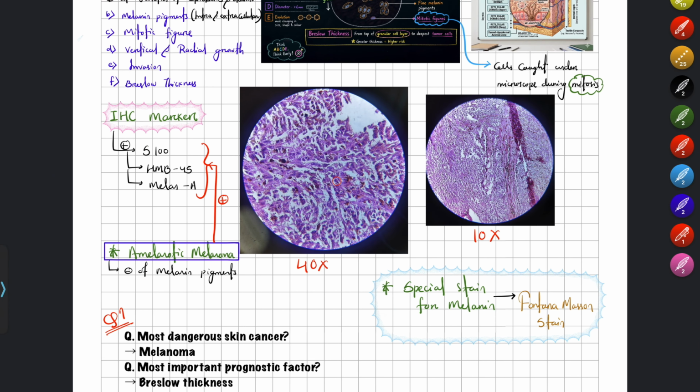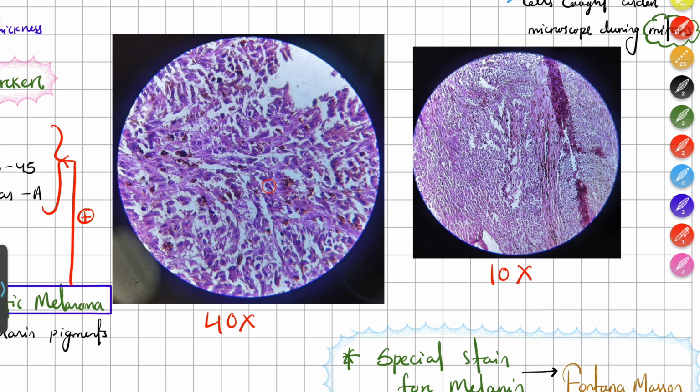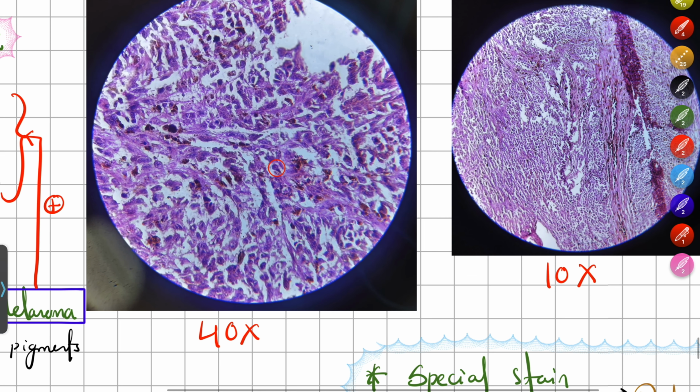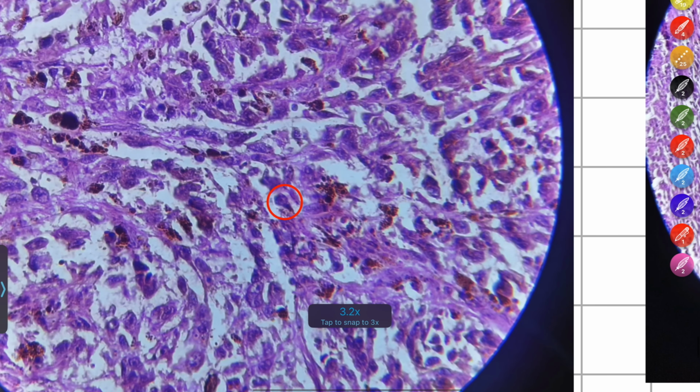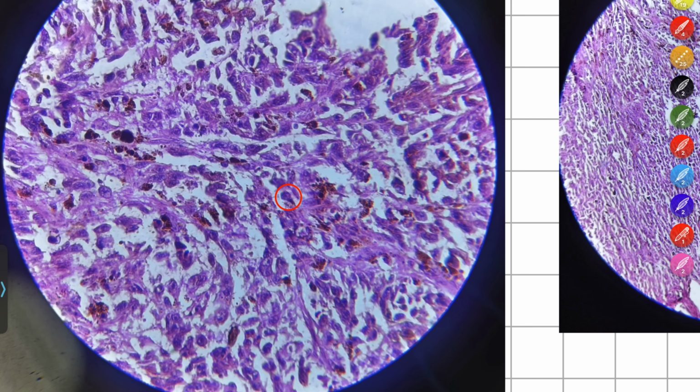Now let's see the pictures of the melanoma under the microscope. So this is the 40x slide, this is the 10x slide. So in the 40x, we have to see two important features. One is pigments, the brown pigments. These are the brown pigments. From these pigments, we can identify that this slide is of melanoma.